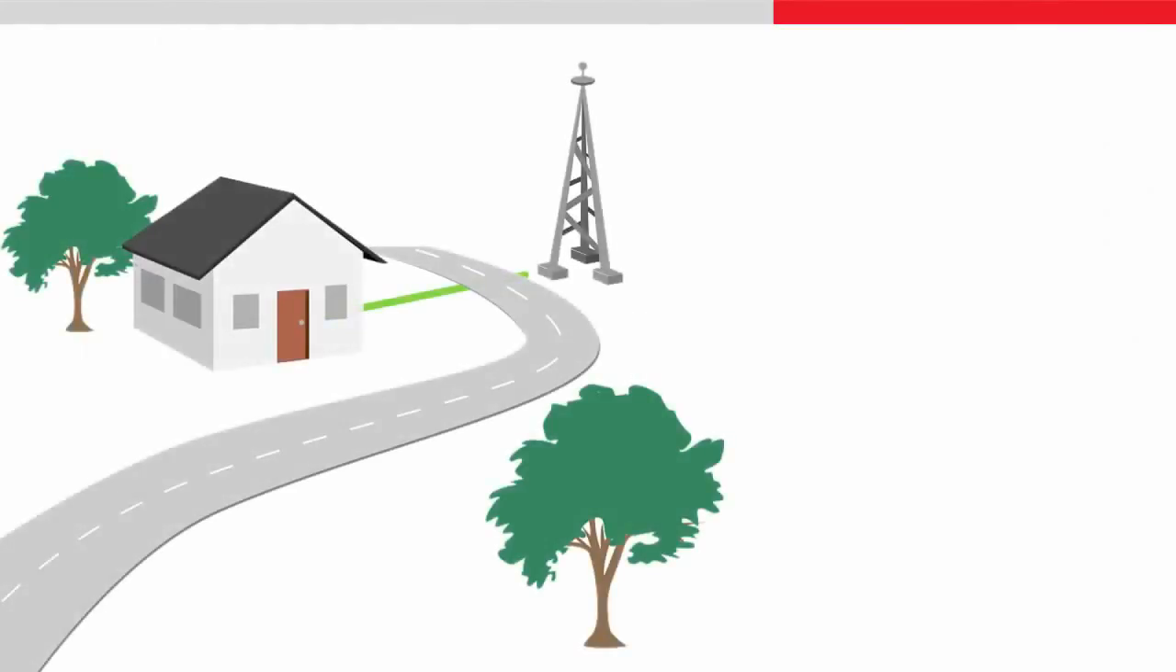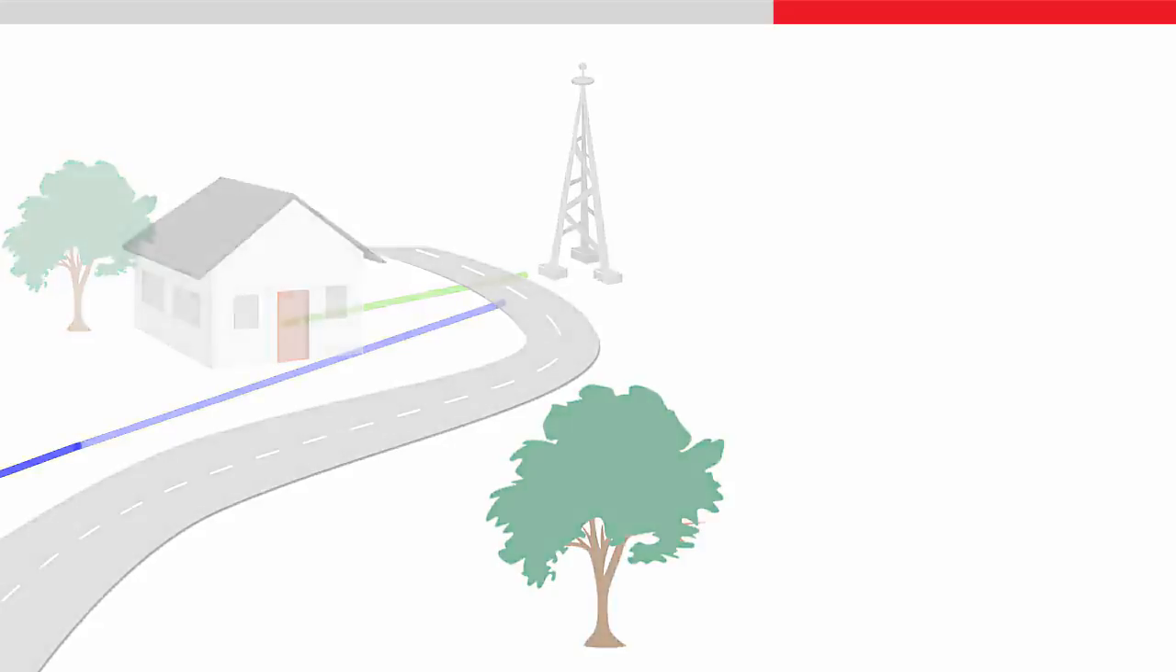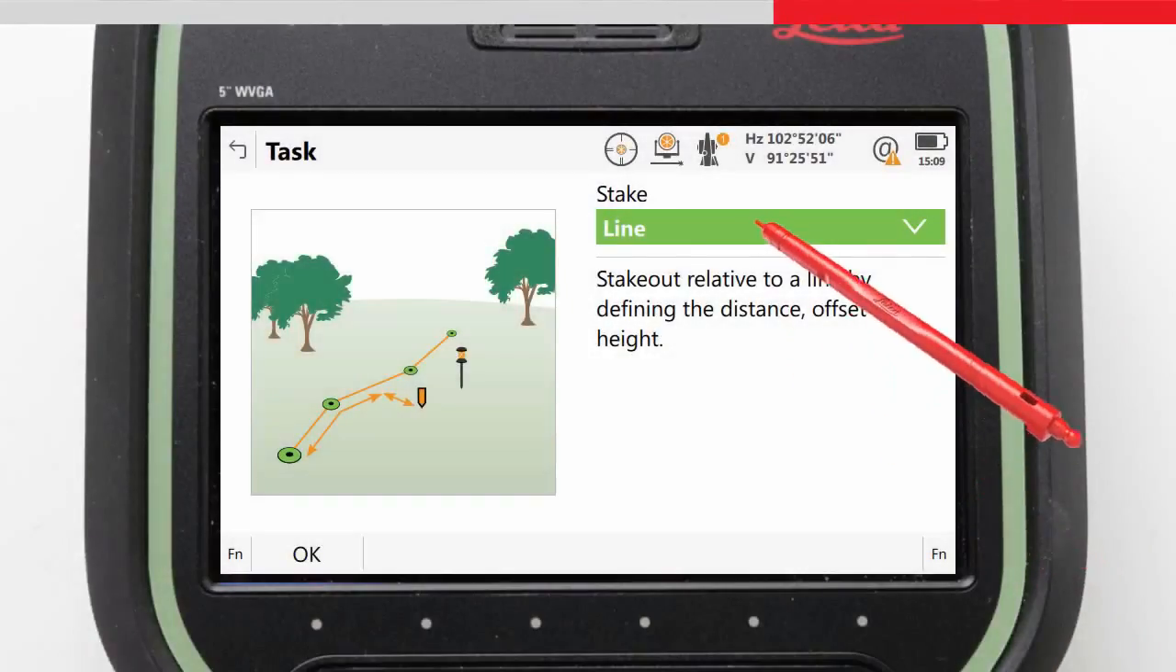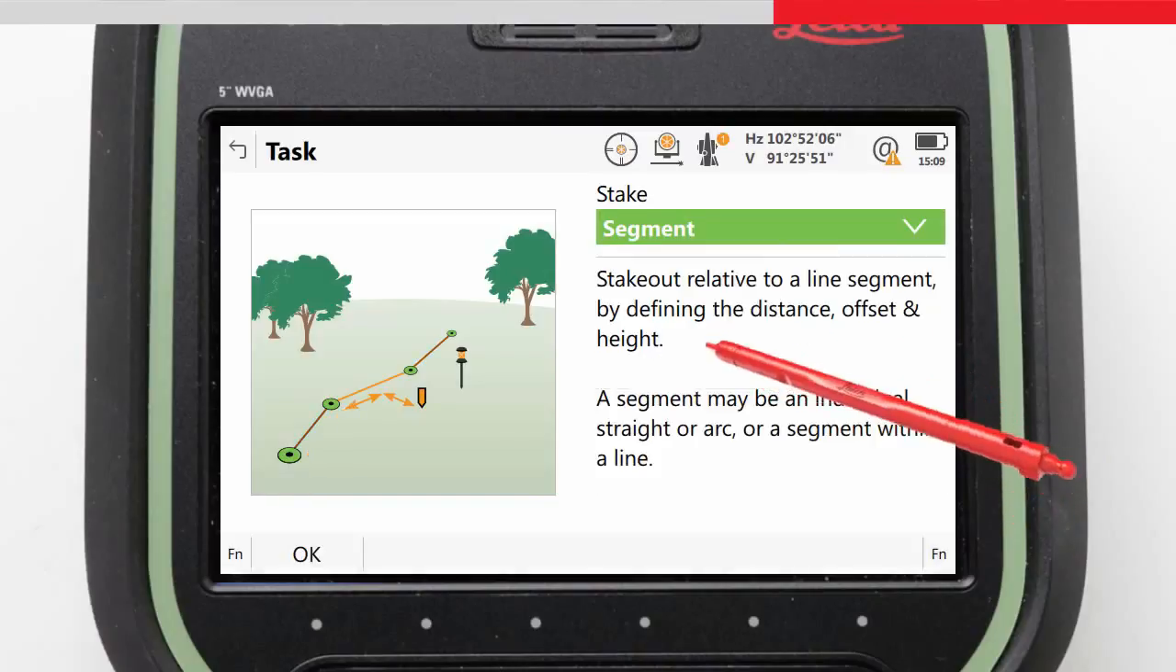Stake a segment. The final task we will perform in this video is to stake out part of the pipeline. For this task, we don't want to stake out the whole pipeline, but we are interested in one segment of it, to check that an extension of this in the future will avoid the building. Starting in the task screen, we choose Segment and then press OK.